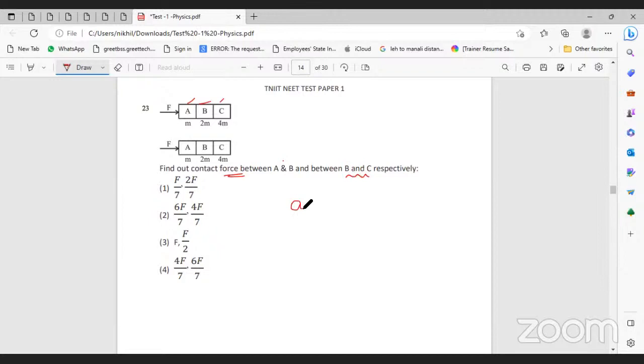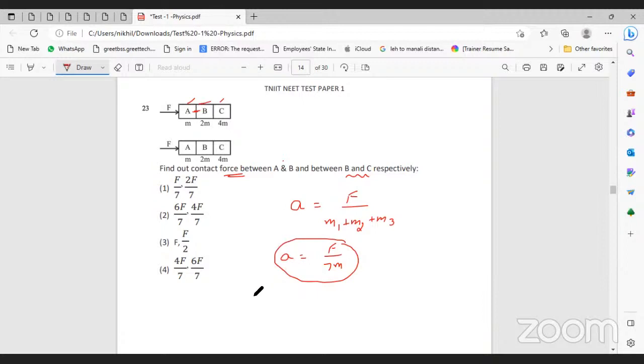Students, you know how to find the acceleration of the system, right? It should be F divided by the net mass, m1 plus m2 plus m3. So acceleration is equal to net force over net mass, which will be m plus 2m, 3m, 3m plus 4m. It will be 7m. So what is the acceleration? F divided by 7m.